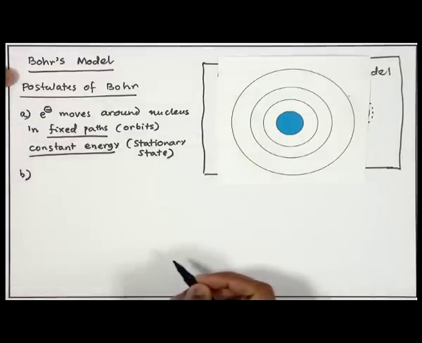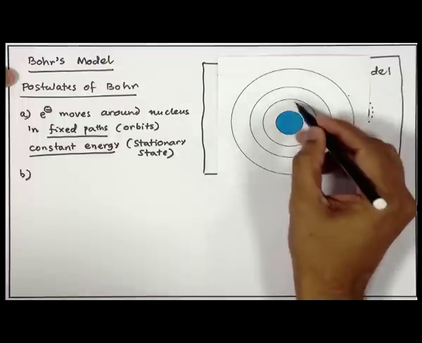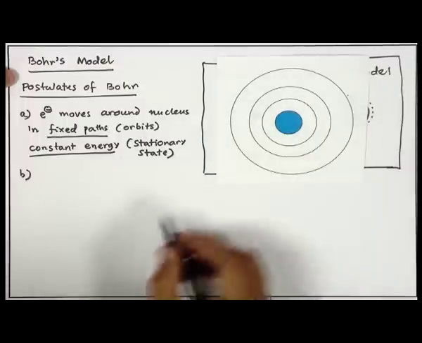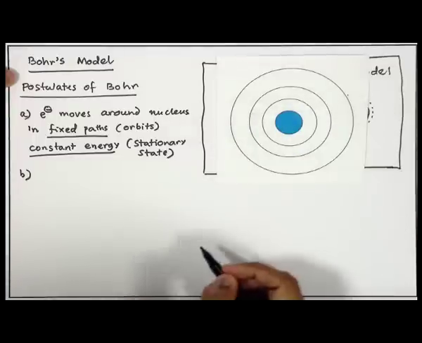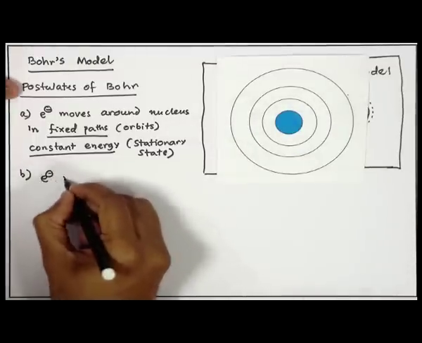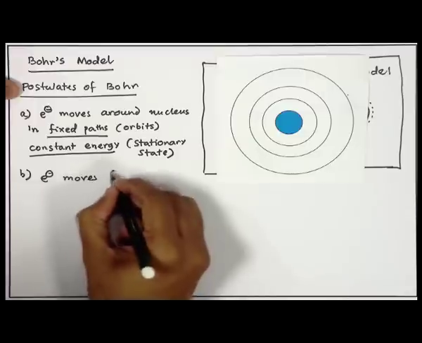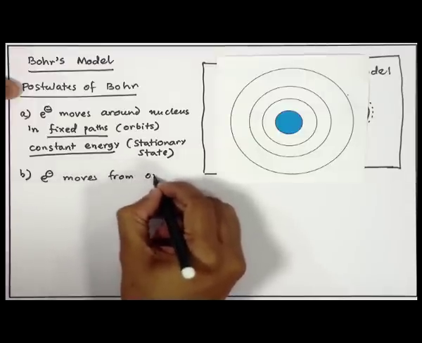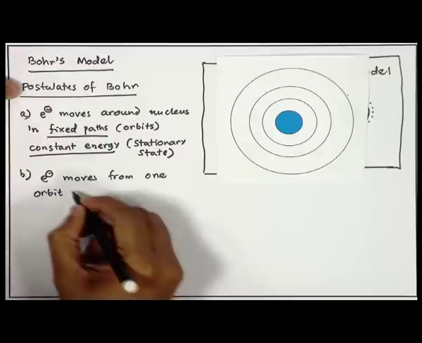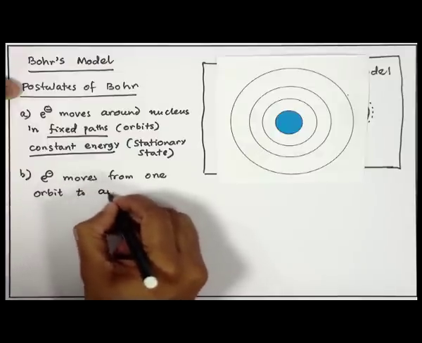Then he said that all right, the electron goes around the nucleus in a particular orbit, but it can also change its orbit. When it does so, he said that the electron moves from one orbit to another, or one stationary state to another.